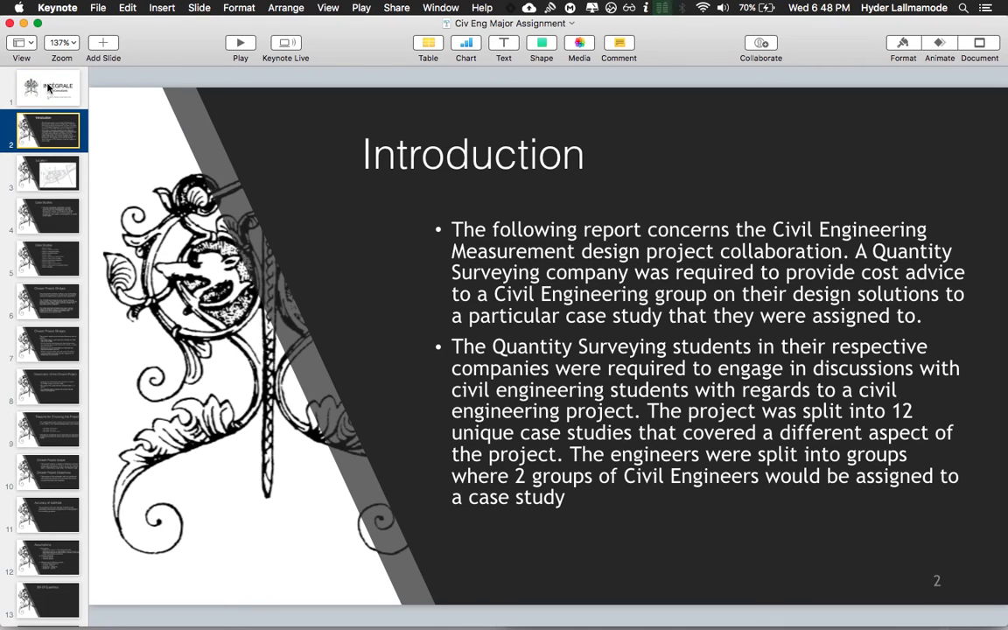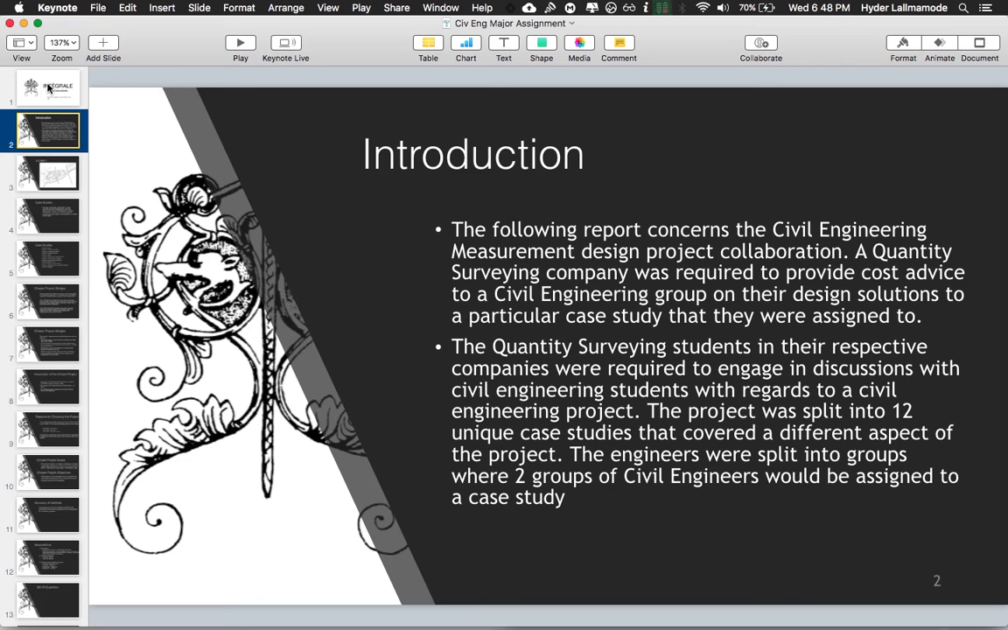The following project concerns a civil engineering measurement design project collaboration. A quantity surveying company was required to provide cost advice to civil engineering groups on their design solutions to a particular case study that they were assigned to. The quantity surveying students in their respective companies were required to engage in discussions with the civil engineering students with regards to a civil engineering project.